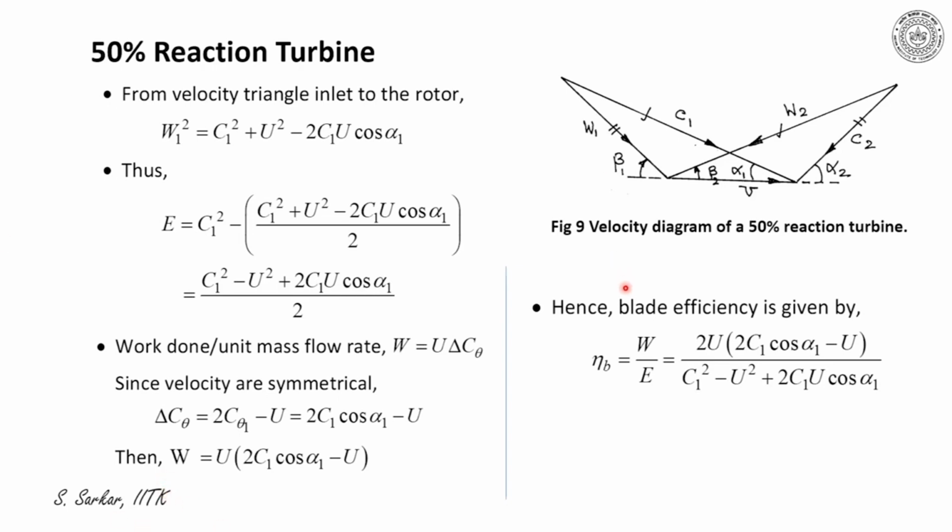Thus the blade efficiency is expressed as eta B is equal to W by E, which is equal to twice U within the bracket twice C1 cos alpha 1 minus U divided by C1 squared minus U squared plus twice C1 U into cos alpha 1. Thus, I have got the expression for blade efficiency of a 50% reaction turbine.